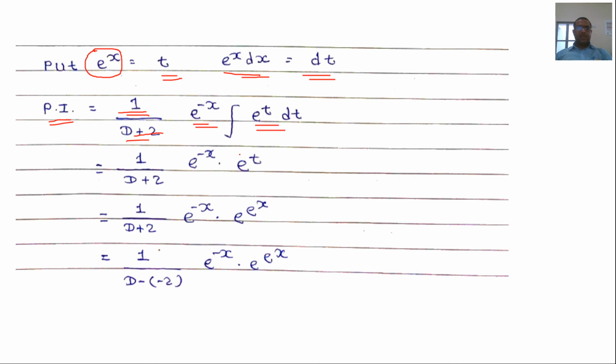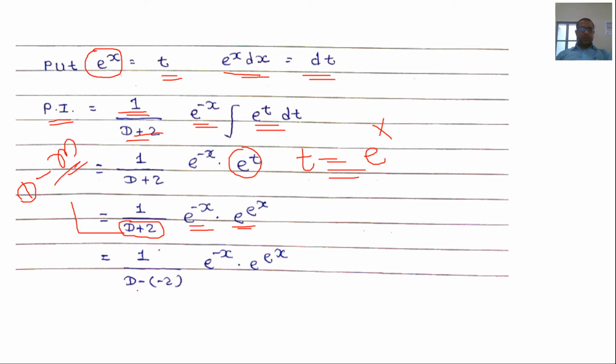Now integration of e raised to t is e raised to t and put the value of t is equal to e raised to x. So you will get e raised to minus x into e raised to x. Now further here you have to make modification. Here is D plus 2, and convert it in the form D minus m to apply the formula. So by converting this you will get D minus, now plus is converted into minus and this plus 2 converted to minus 2. So e raised to minus x into e raised to x.